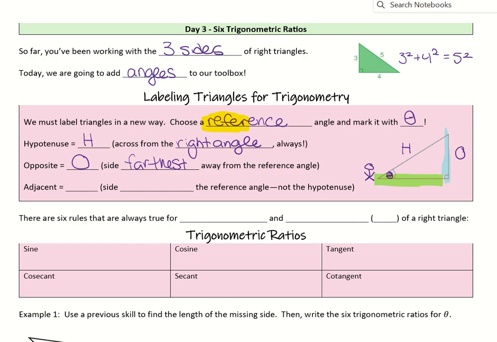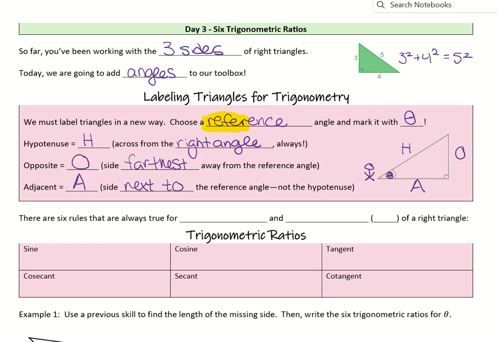And then last, the adjacent side. Adjacent is just a fancy word for next to. So the adjacent side A is the side next to the reference angle. And you might be saying, well, aren't there two sides next to the reference angle? Yes, but the hypotenuse is already taken care of. So this last side is going to be the adjacent side.